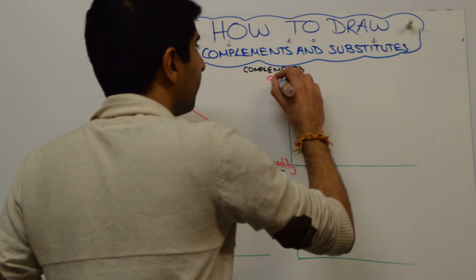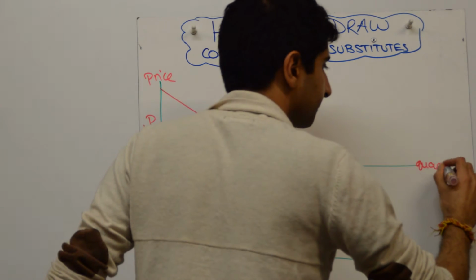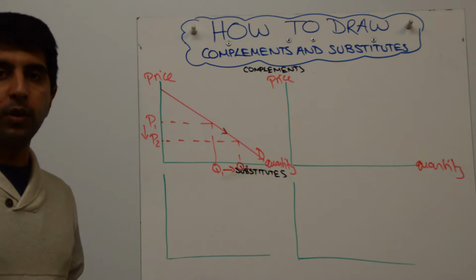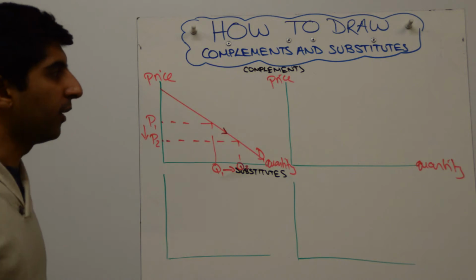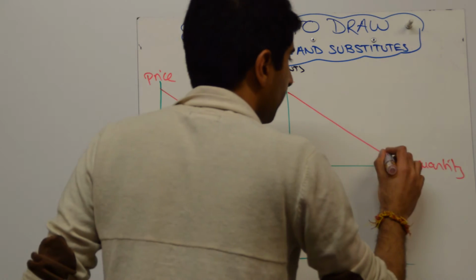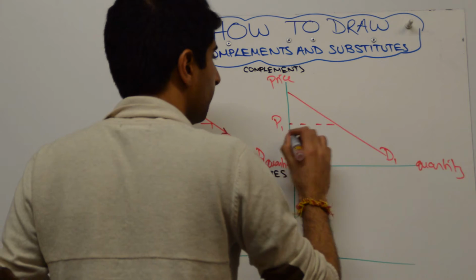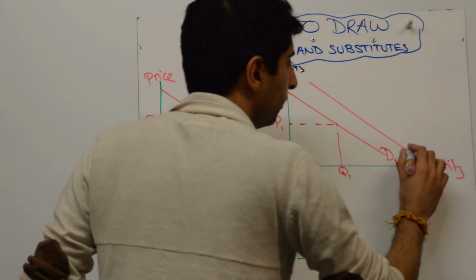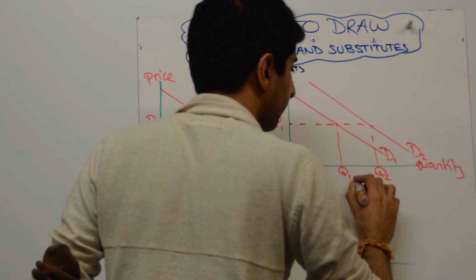Well, let's start by labeling our axis, price and quantity again. A fall in the price of one complement will lead to an increase in demand for the other, a shift of demand to the right for the other one. So what you want to draw here is a demand curve for the other complement and a given price, call it P1 and quantity of Q1, and all you want to show is that demand for this complement is going to shift to the right.